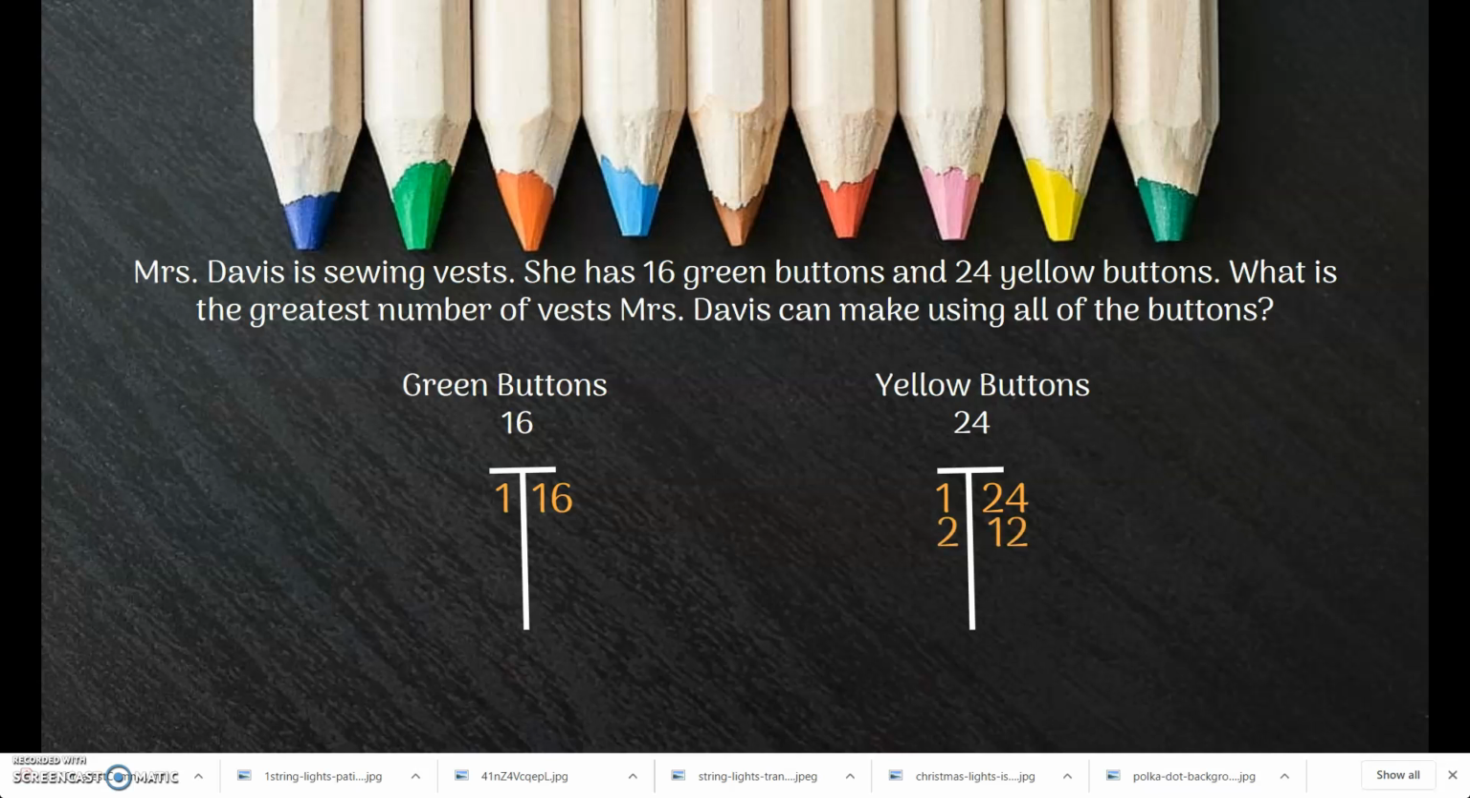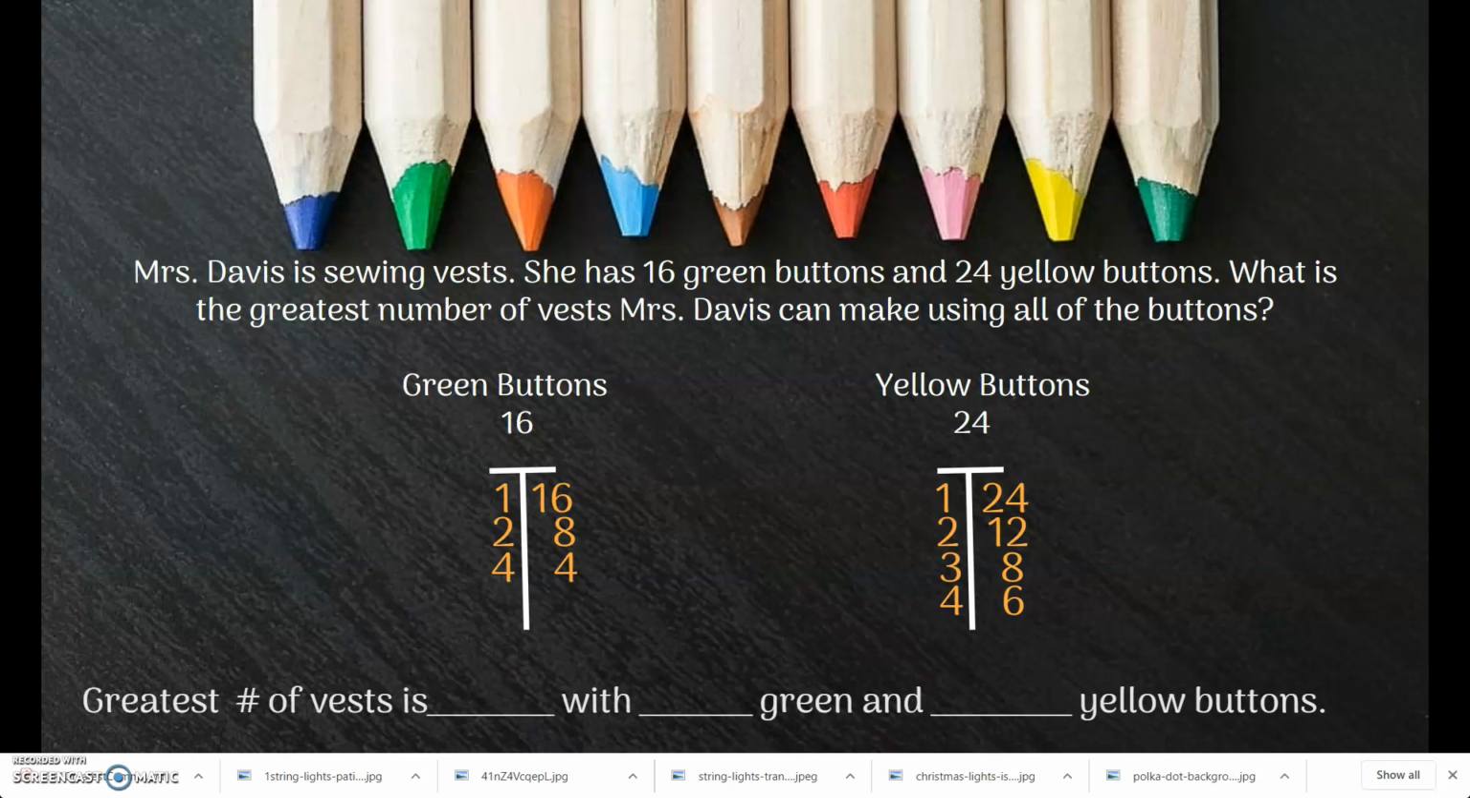We have 2 and 12 as another set of factors for 24. 2 and 8 as another set of factors for 16. 3 and 8 are another set of factors for 24. 4 and 4 are our last factors for 16, and 4 and 6 make our last factors for 24.